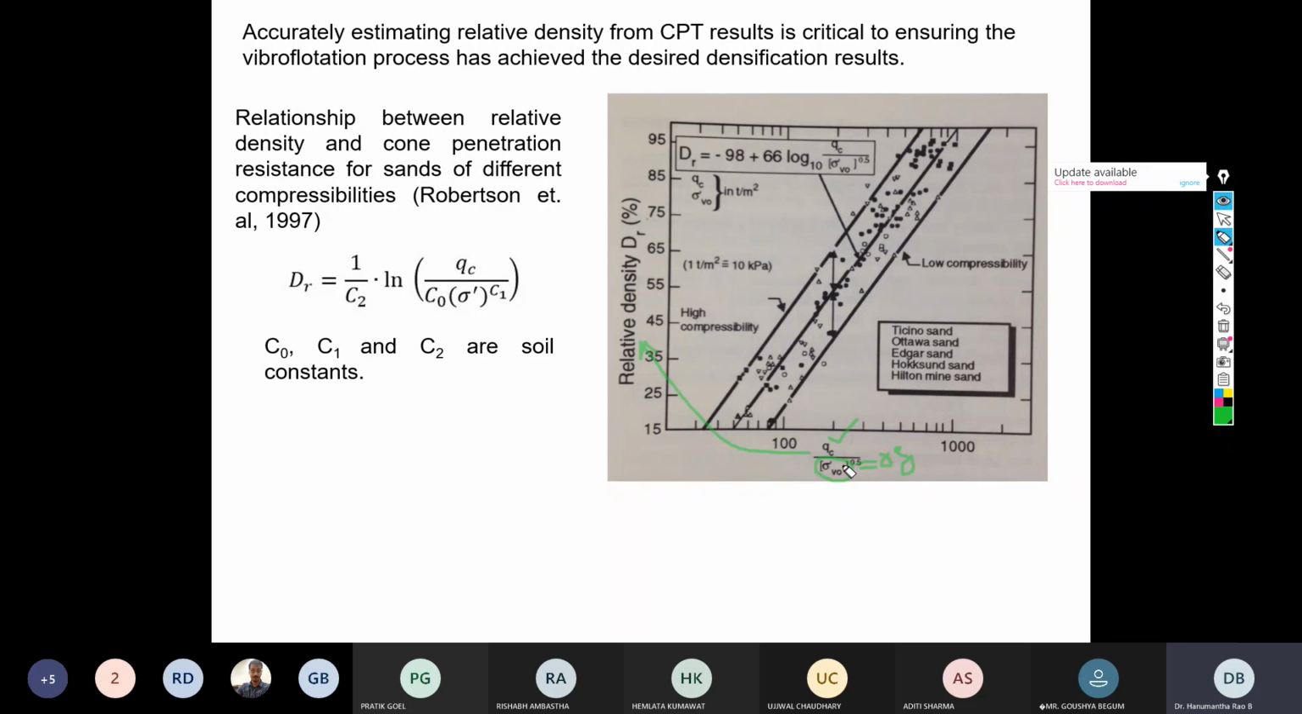So ultimately, if the degree of improvement is uniform from 0 to 20 meters, you should get more or less close values of qc by sigma v. When there are close values of qc by sigma v, which obviously indicates a uniform degree of relative density.